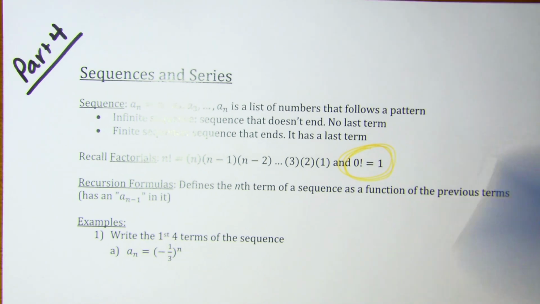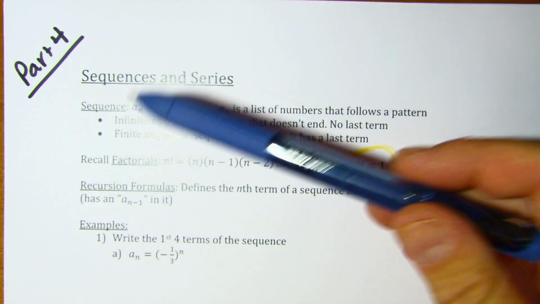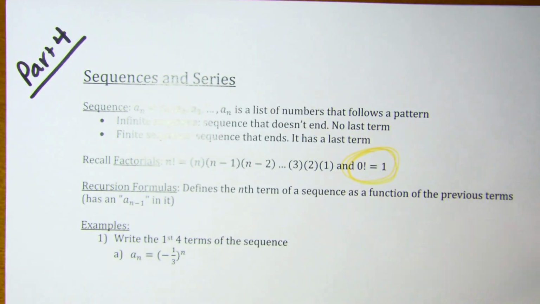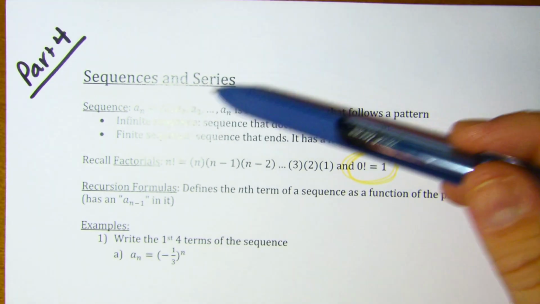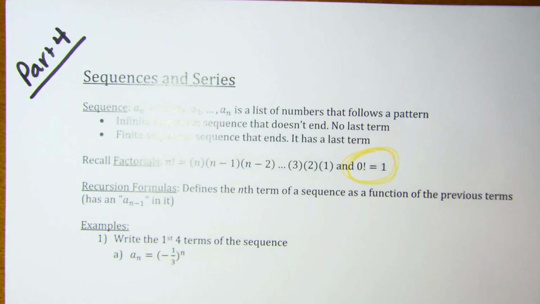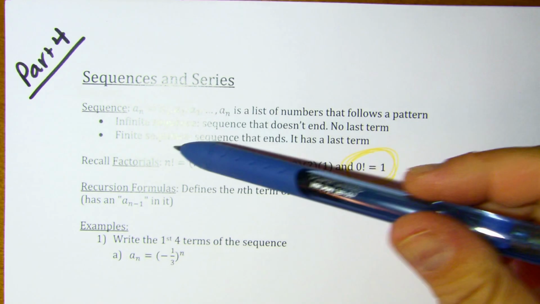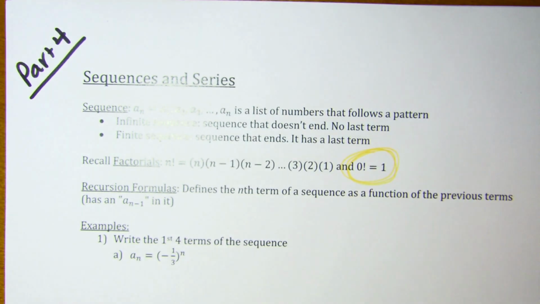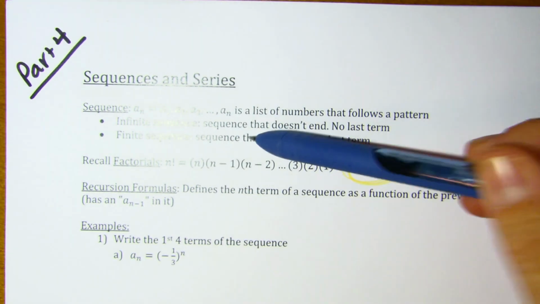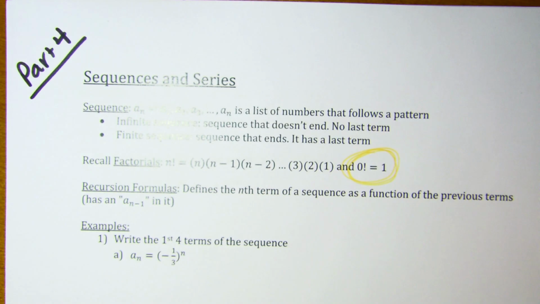So the first thing we're going to look at is what a sequence is, and a sequence is just a list of numbers that follows a certain pattern. We can have infinite sequences or finite sequences. An infinite sequence does not end, it has no last term. A finite one ends and has a last term. This one does not go on forever, this one does go on forever.